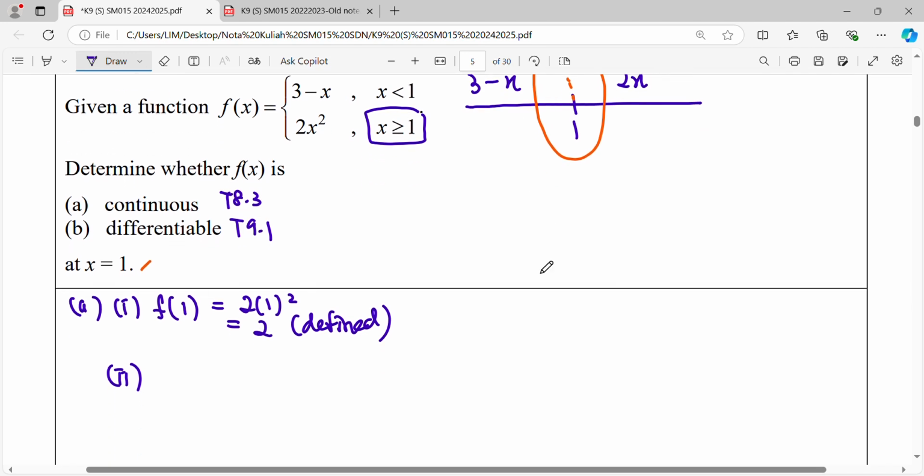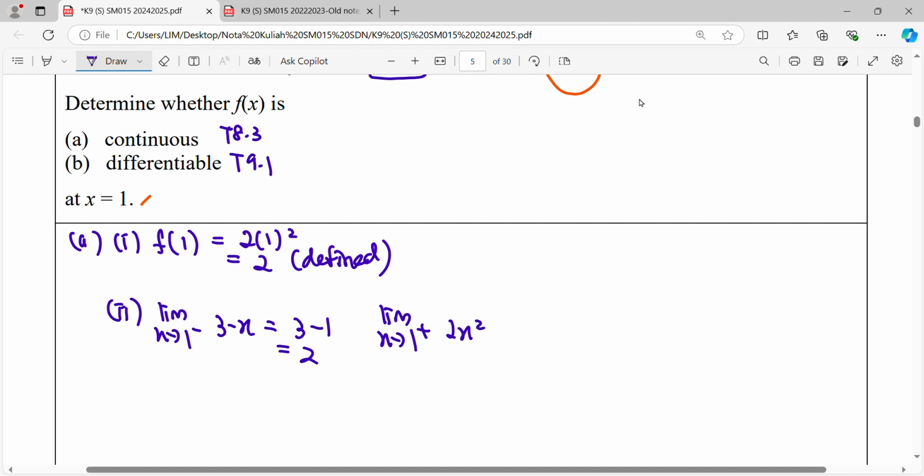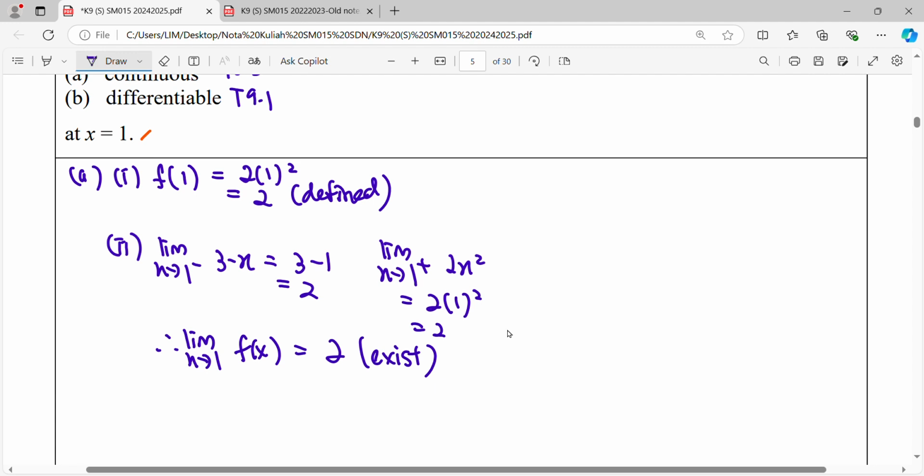Second step, we want to make sure the limit exists. To see whether the limit exists or not, we approach 1 from the left hand side. The function is 3 minus x, so 3 minus 1 is 2. Then we do the limit approaching 1 from the right hand side, which is the quadratic. It is also equal to 2. From here, we can conclude the limit when x approaches 1 for the function is 2. It exists because the limit from the left hand side is equal to the limit from the right hand side.